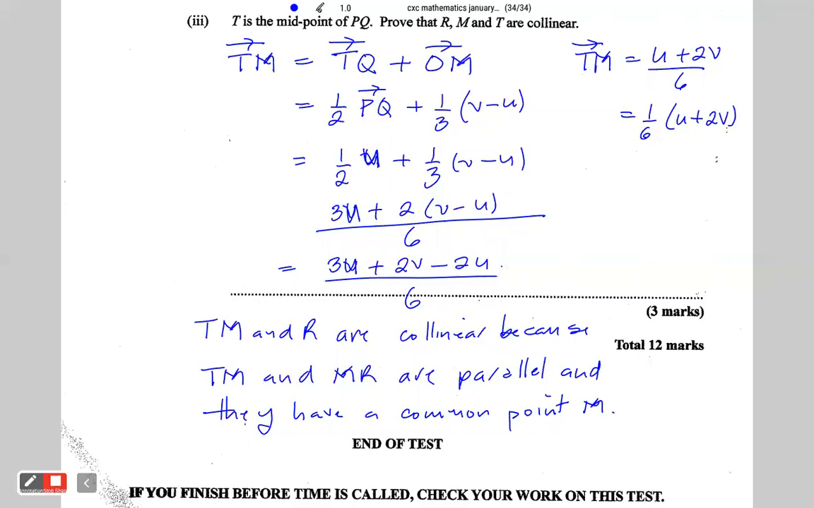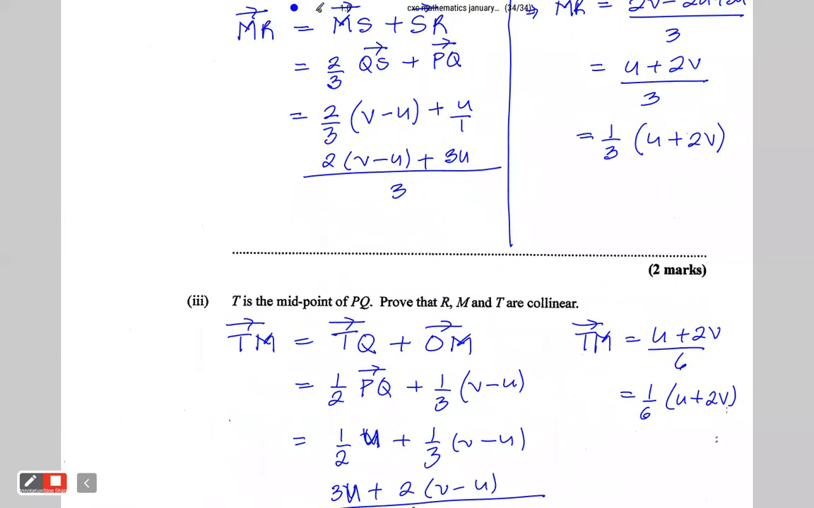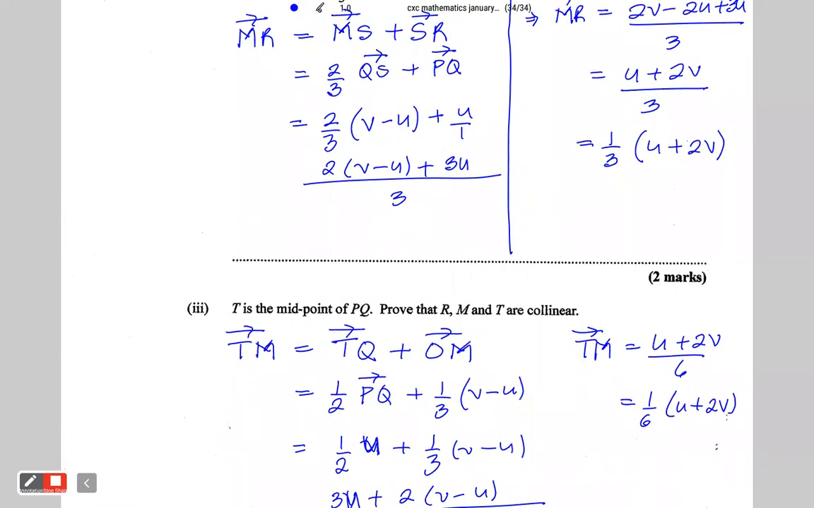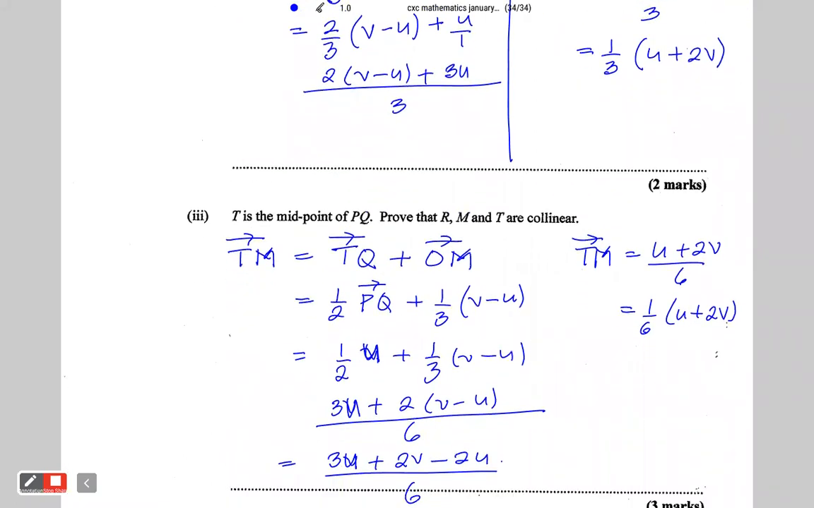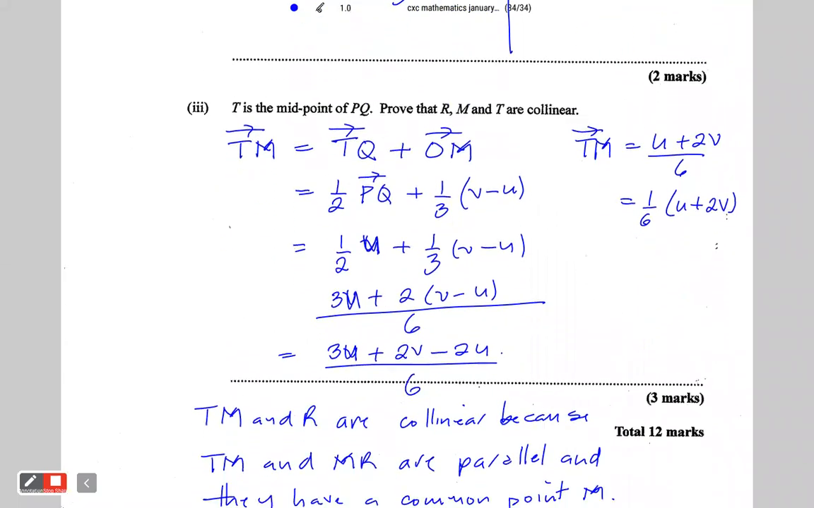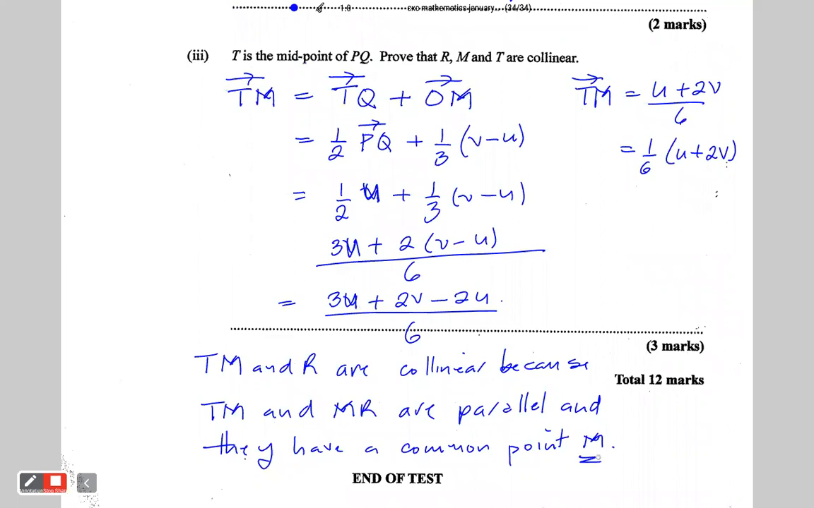Two vectors are in a straight line if they are parallel and they share a common point. The common point that they share is M, and the two vectors are parallel because they are scalar multiples of the same base vector. If you look carefully, this is 1/3 (U plus 2V), and this is 1/6 (U plus 2V). That makes them parallel. Now, if they are parallel and they share a common point, the common point is M, they form a straight line. So T, M, and R are collinear. And that's the end of the question.